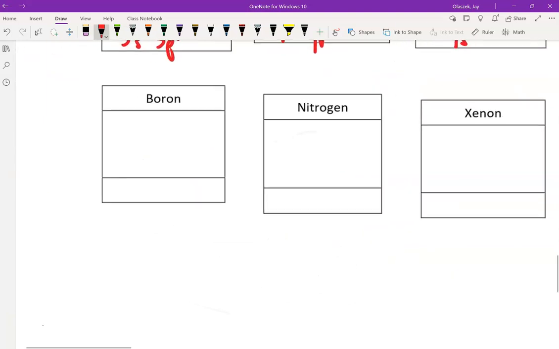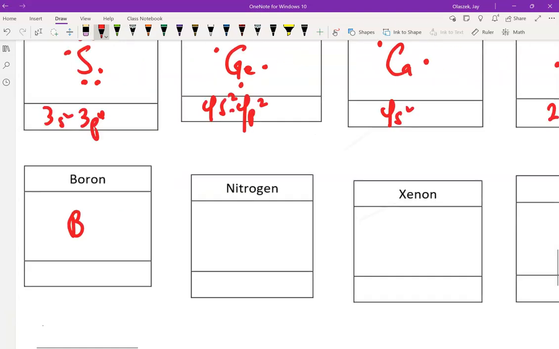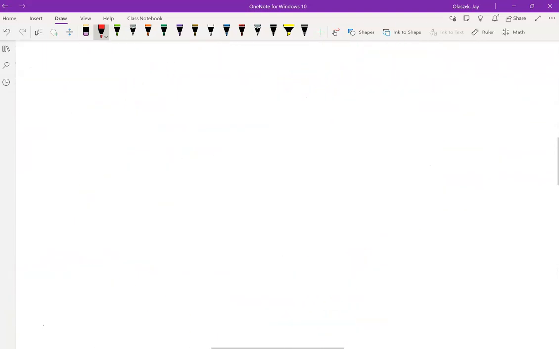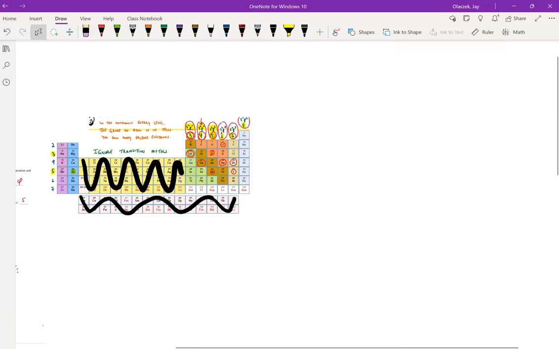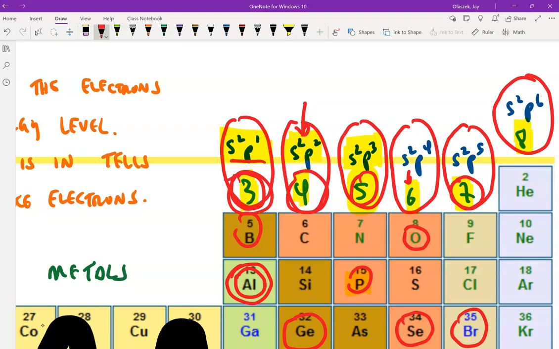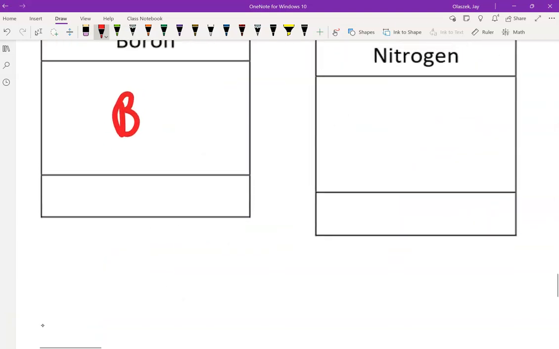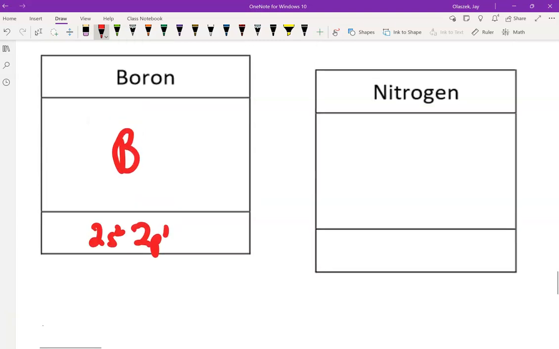Okay, last 3 and we're almost done. Boron, right next to carbon, right here. Carbon ends s2p2. That means boron's going to end s2p1. That means it's got 3 electrons in the valence. So it's in the second row, s2p1. It's going to have 1, 2, 3 electrons in the valence.